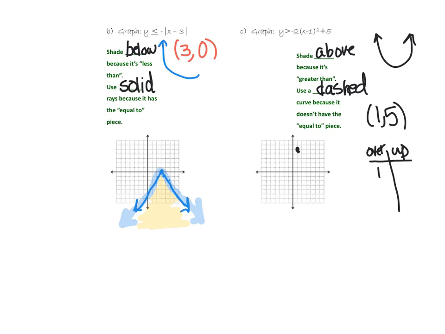If I put in a 1, I get out 1. I put in a 2, I get out 4, because this is a squared term. My leading coefficient here is negative 2, so I'm going to multiply all my outcomes by negative 2. This gives me negative 2, and this one gives me negative 8. So I'm going to go over 1 and down 2. The next one I'm going to go over 2 and down 8.